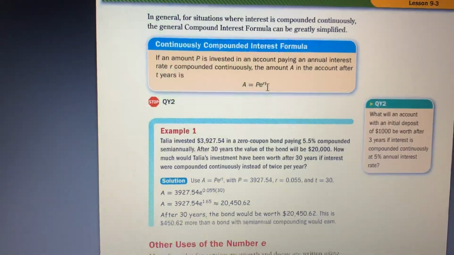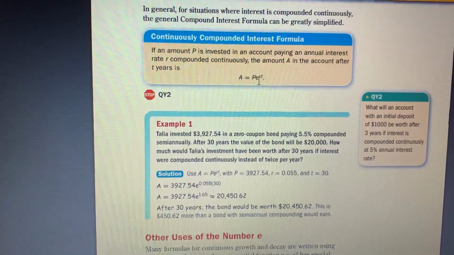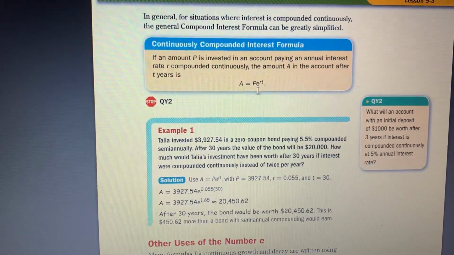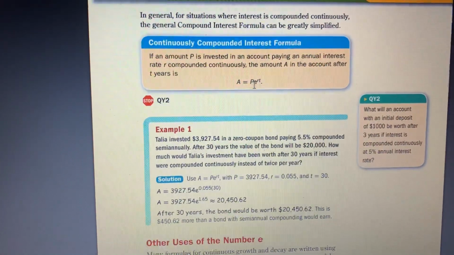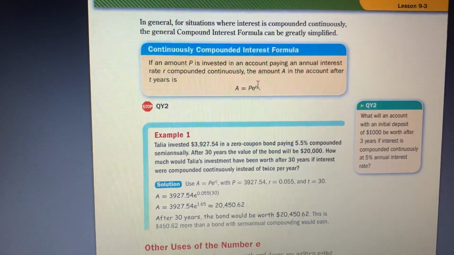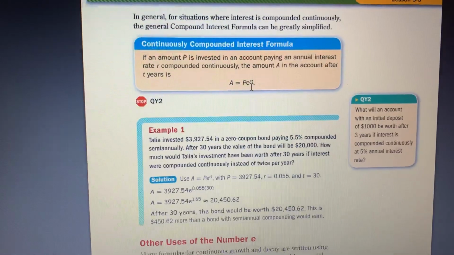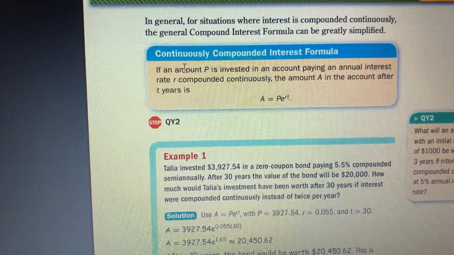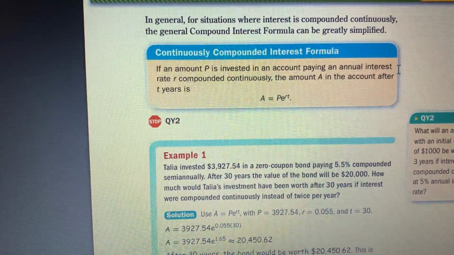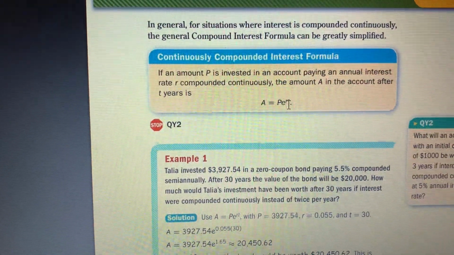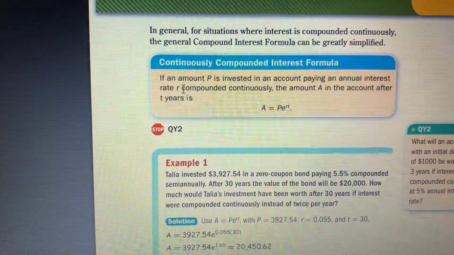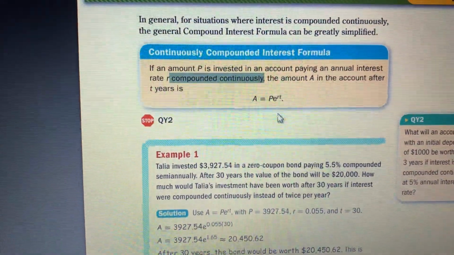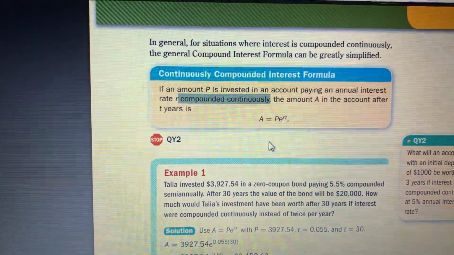And so this formula, A equals P, which is the principal, times e, that magical number we talked about. P times e to the rate times time power. The amount equals Pert. But you need to know that P is the principal, your starting amount. P is the amount you invested in an account paying an annual interest rate of r. So r is the interest rate as a decimal. And you need to see these words, compounded continuously. If you see continuously, that's when you know you need to use this Pert instead of the other formula.